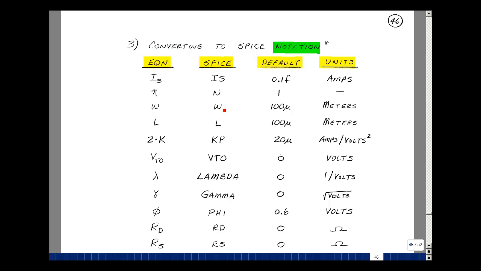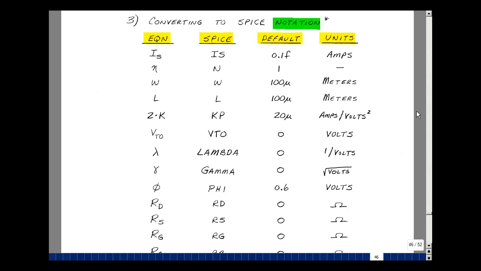So their ratio shows up in the equation, so they had no effect before because the default values were giving a ratio of 1. But now as you design ICs, we play with the width and the length of the channel to adjust some of the parameters. We've also added lambda, which has units of 1 over volts, gamma, which has units of square root of volts, phi has units of volts, and the default values are also given here.